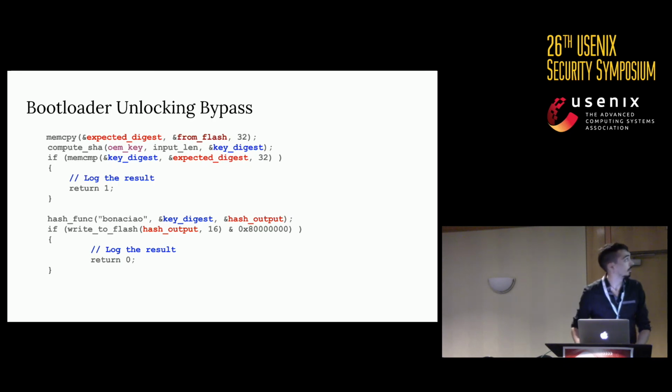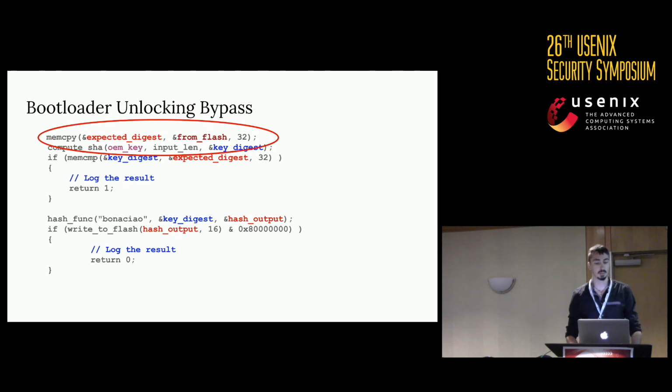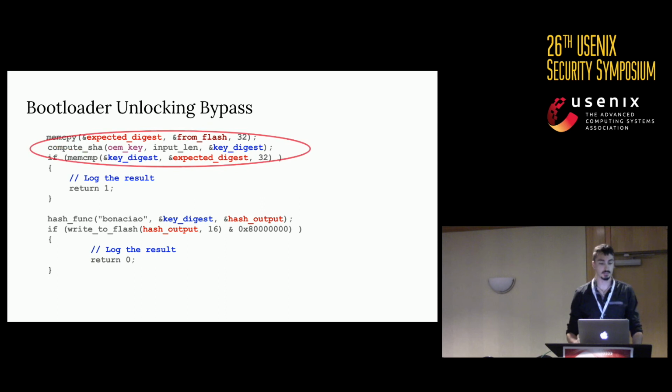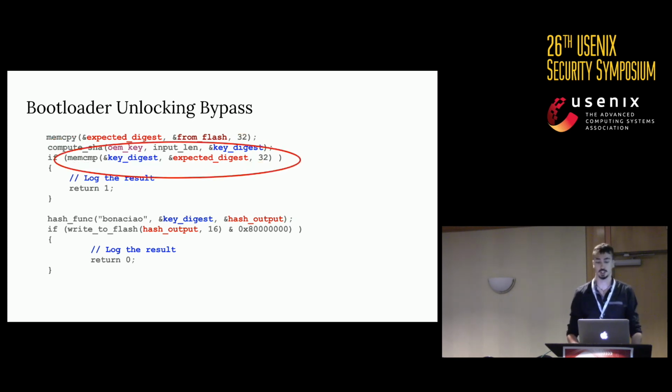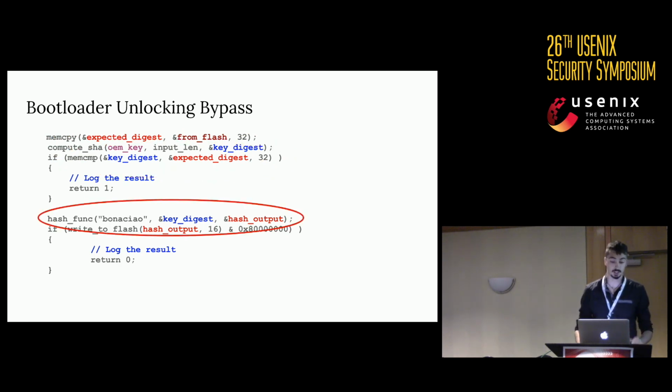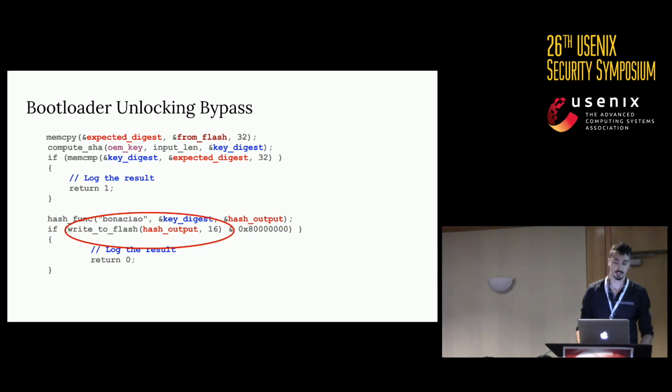Here is an example of a bypass bug. In this example, first, an expected digest is retrieved from the hard drive. Secondly, an ON key, which is secret and known only by the device owner, is used to compute another digest, and these two digests are checked. If they are different, the procedure exits. If they are the same, a hard-coded string is hashed using the key digest. Eventually, the final digest is written on the hard drive.